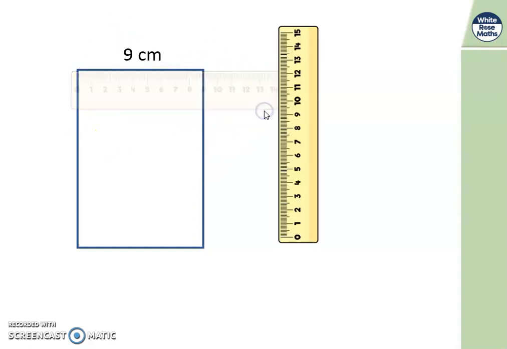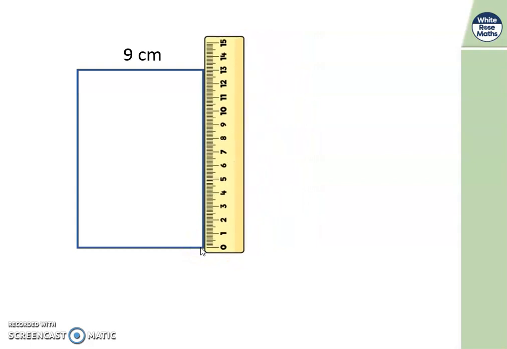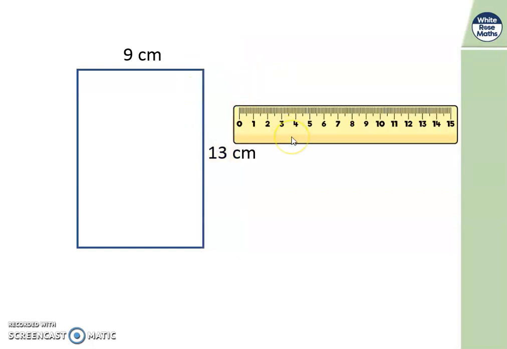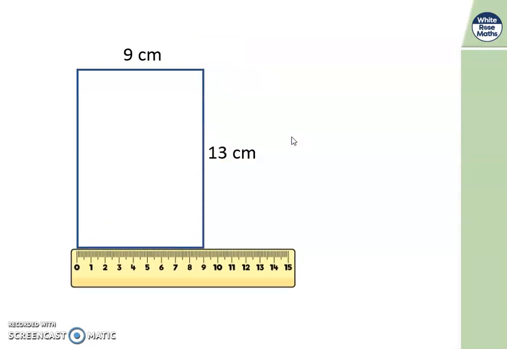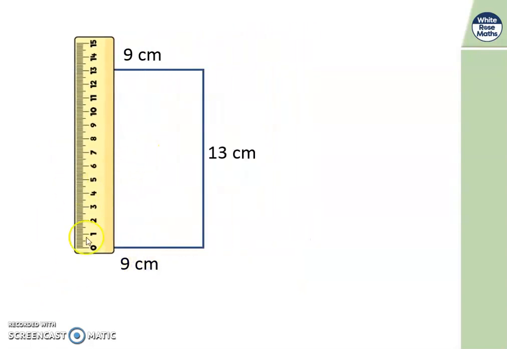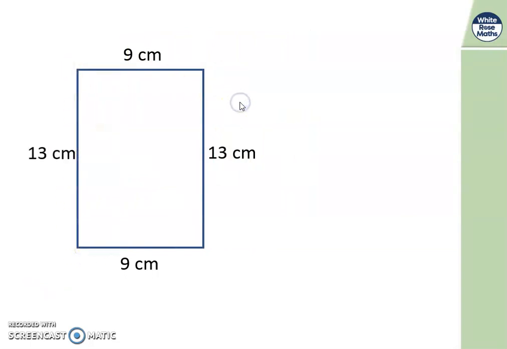Then I need to turn my ruler around and I'm going to line up this 0 with the bottom corner like this and measure all the way up, and I can see that this side is 13. So I write it on. Then I need to rotate the ruler and measure again, 0 to 9. Now that makes sense because in a rectangle, opposite sides are equal. If opposite sides are equal, what should this one measure? It should measure 13. Let's check. Slide my ruler along, remembering to start on the 0 and measure the line. Yes, it is 13 centimetres. Well done.